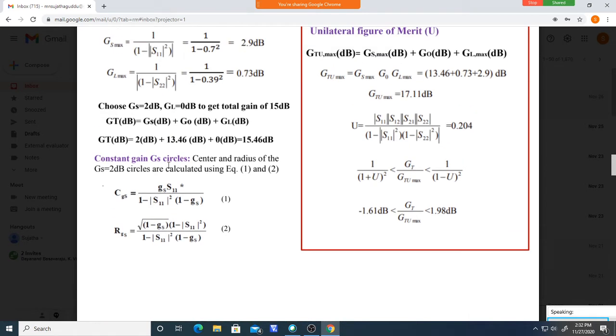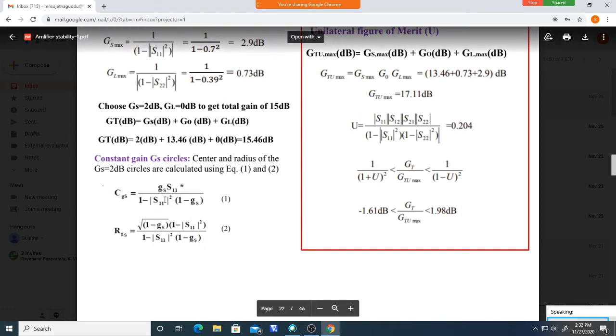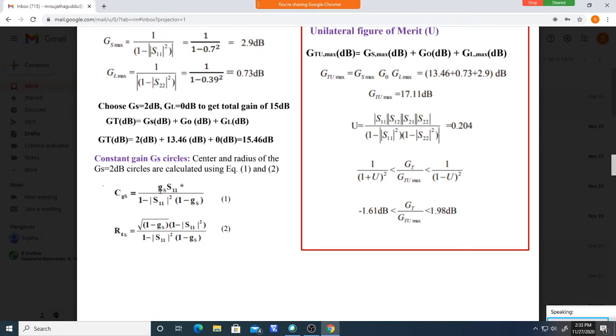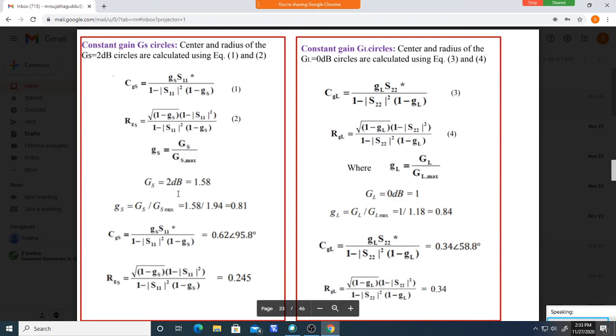You have to draw the constant gain circle, the 2 dB input gain circle. For that, these are the center and radius. This is GS. See GS by GS maximum. What is the gain required? 2 dB. But in this equation, you should substitute a ratio. It should not be in dB. So convert this into ratio. That is 1.58. Take the antilog of this, 1.58.